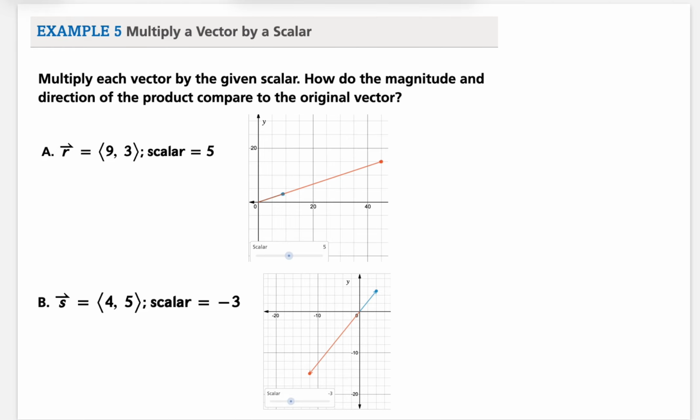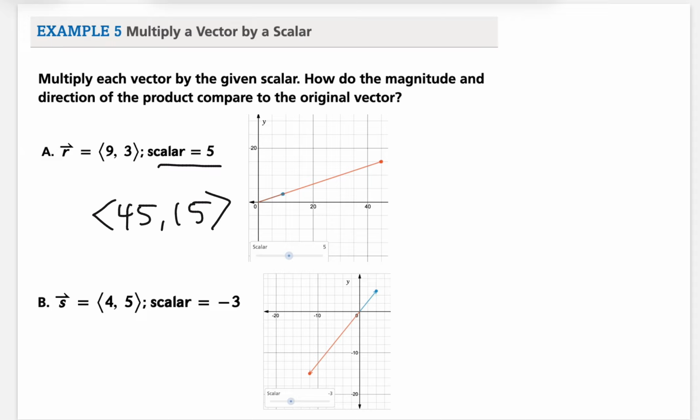Okay, this is our last one. Multiply each vector by the given scalar. How do the magnitude and direction of the product compare to the original vector? So you can see these are graphs of each of these vectors multiplied by the scalar. So the scalar is just telling us that we are scaling that vector 5 times bigger than it originally is. So if I have vector r, which is 9, 3, and I multiply it by the scalar of 5, I'm going to end up with 45, 15.